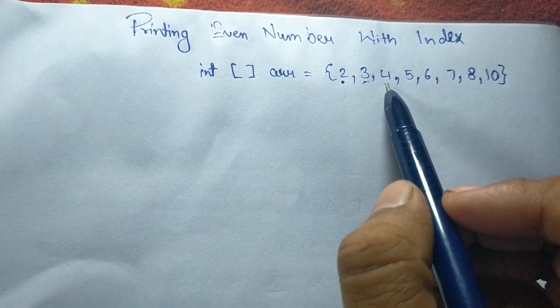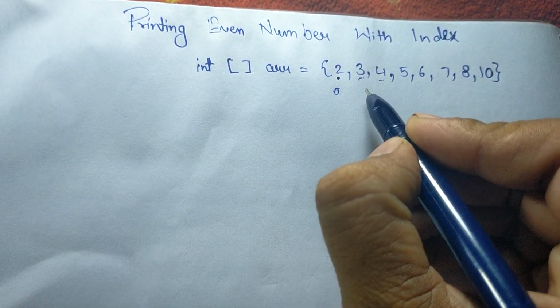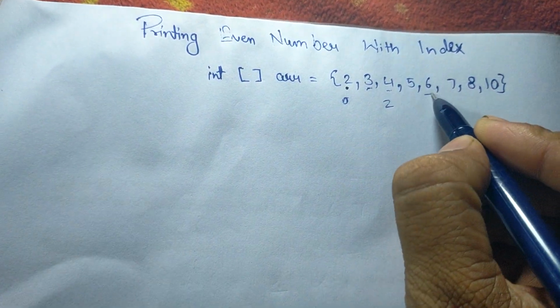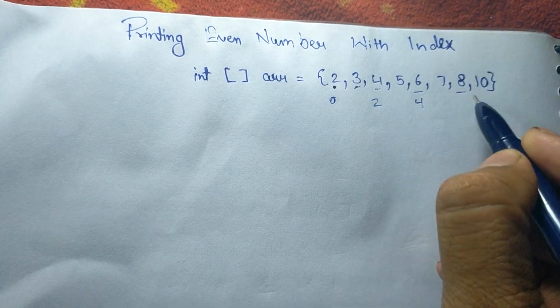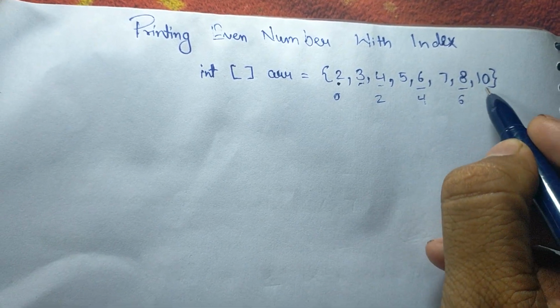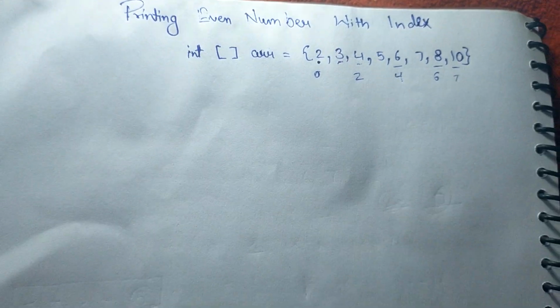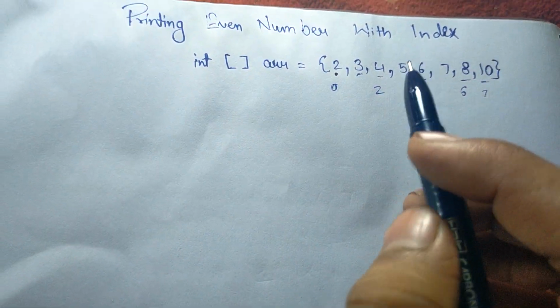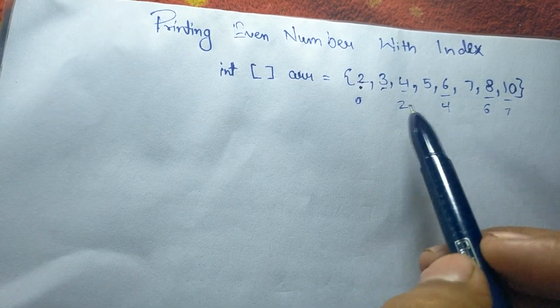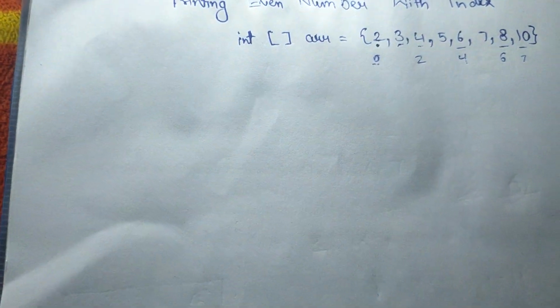The even numbers are at indexes 0, 2, 4, 6 and 7. Okay, at those indexes there is an even number. We want to print this number as well as this index. So how can we do this?